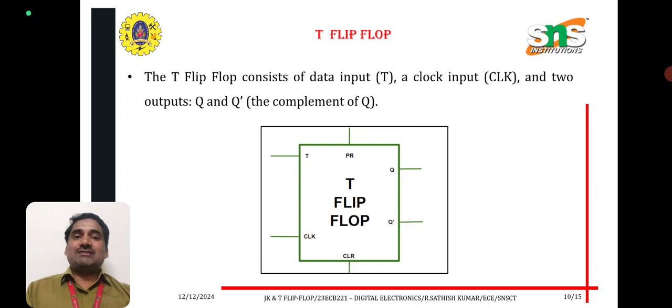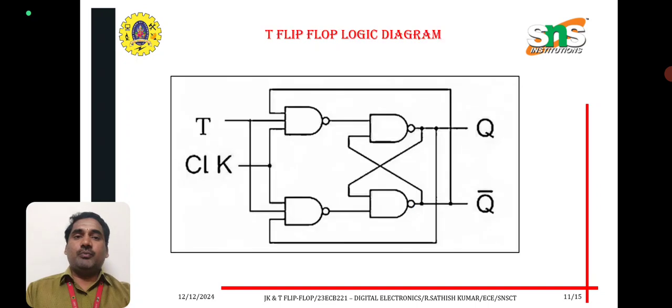Next one, T flip-flop. T flip-flop consists of data input, clock input and two outputs Q and Q bar, that is nothing but the complement of Q. It consists of single input T, clock signal, preset, clear and then Q and Q bar. This is the basic logic diagram of T flip-flop. We give the single input to both the NAND gates. It consists of four NAND gates which produce output as Q and Q bar.